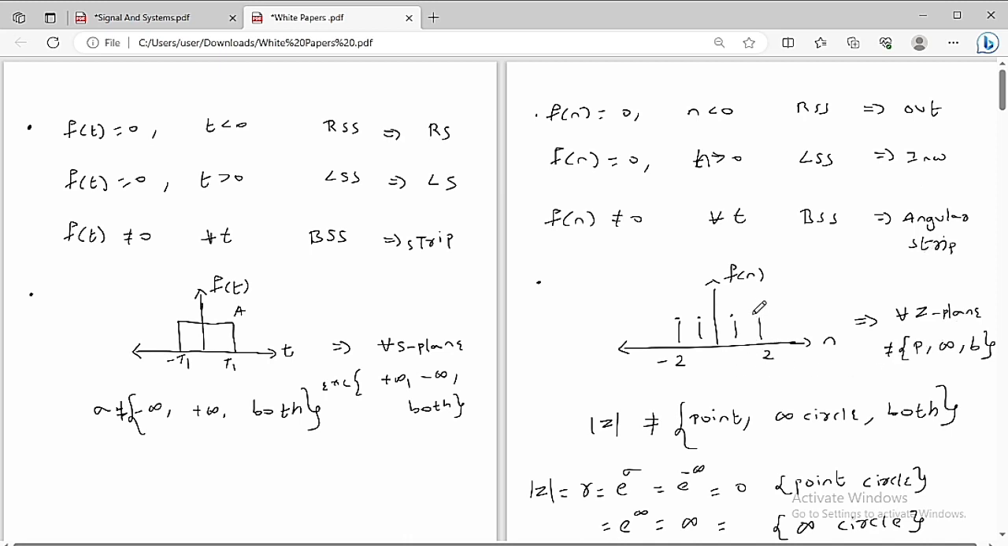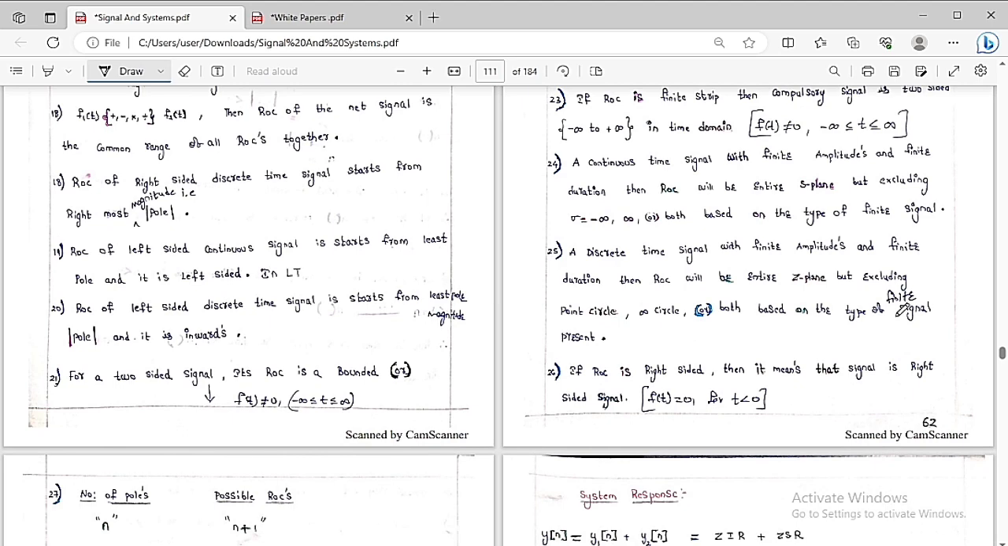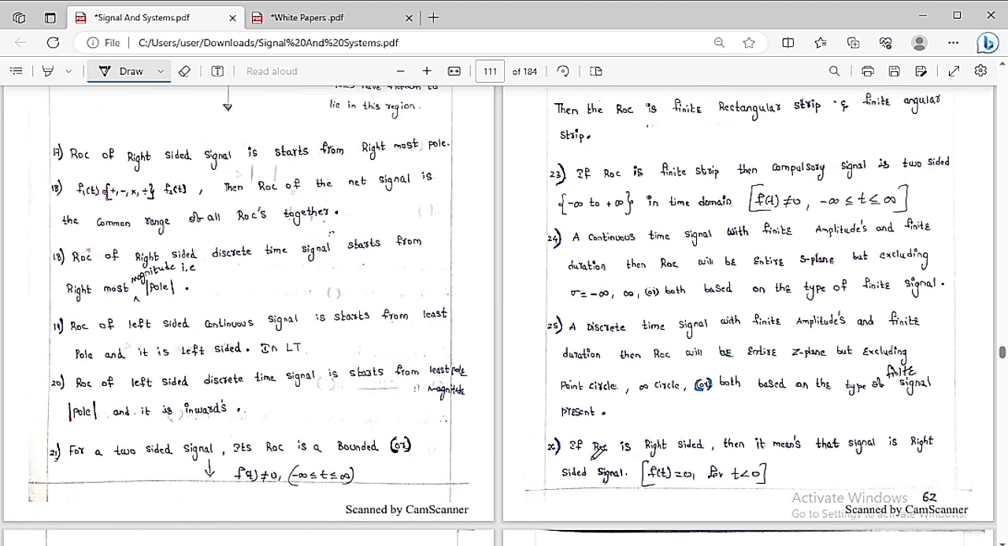And for a finite amplitude, finite duration signal, the ROC is all over the s-plane, excluding the point zero or infinity or both, based on the type of this finite duration signal. So these points you always have to keep in your mind. Now the next point: if the ROC is right-sided, then it means the signal is a right-sided signal.